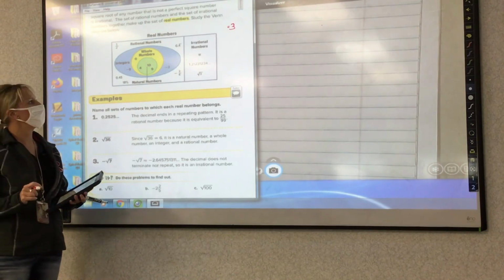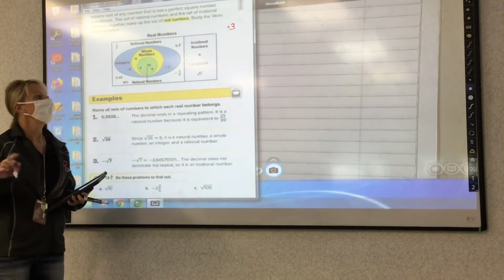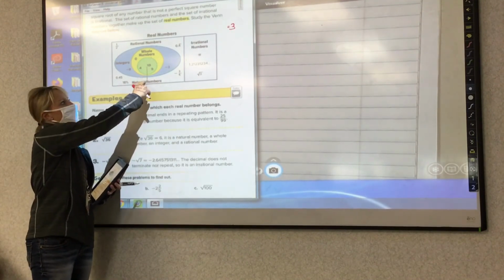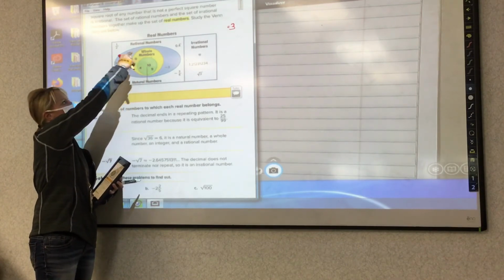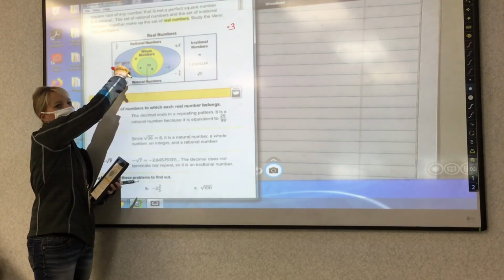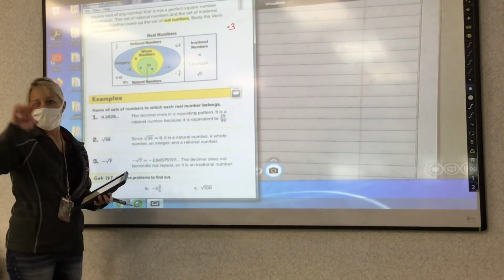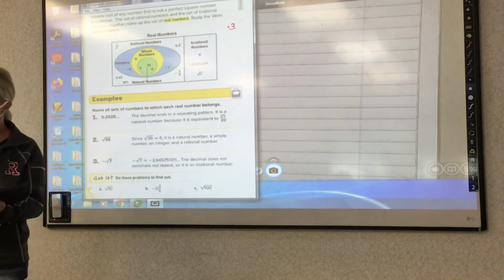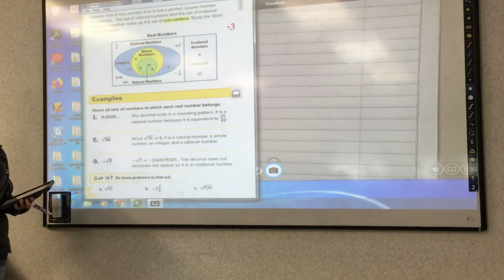Okay, the number 3. Where would the number 3 go? What color would it belong in? It would belong in the green. So it's a natural number. If it's a natural number, it's also a whole number. If it's a whole number, it's also an integer. If it's an integer, it's also a rational number. So you have to have all 4 written down. I'll leave it up here for a second for you to get them all written down. Natural number, whole number, integer, rational.